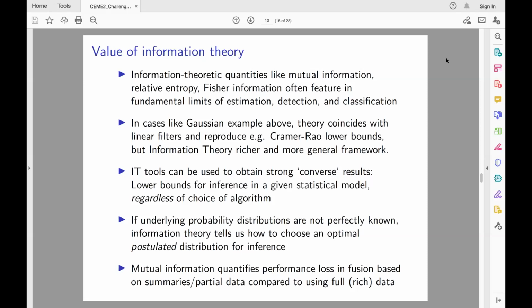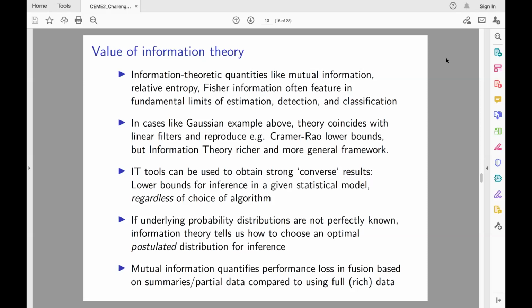The other thing that I think is interesting about information theory is it can tell us how well we can do, however smart we are. There's this idea of a converse result. Specifically, it can give us a bound that says, no matter how good a job you do, no matter how smart an algorithm you come up with, you can't do better than this. This is a fundamental bound on the performance of inference for a particular model, regardless of the algorithm. That's really important, because it's telling us what we want to know.